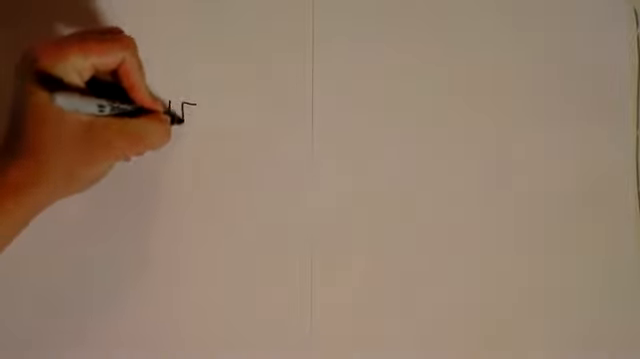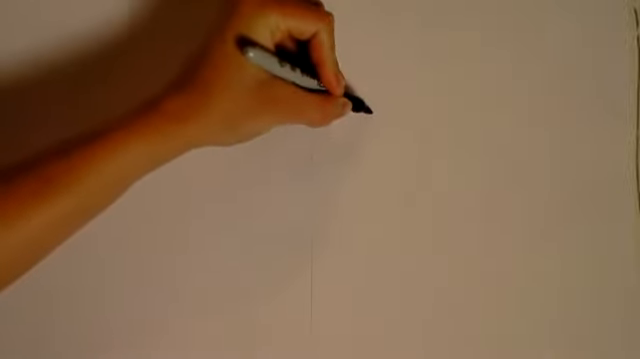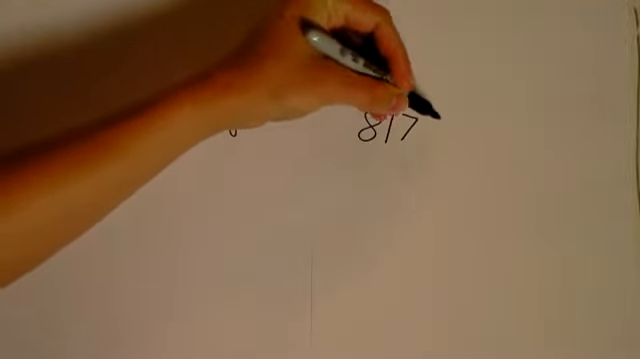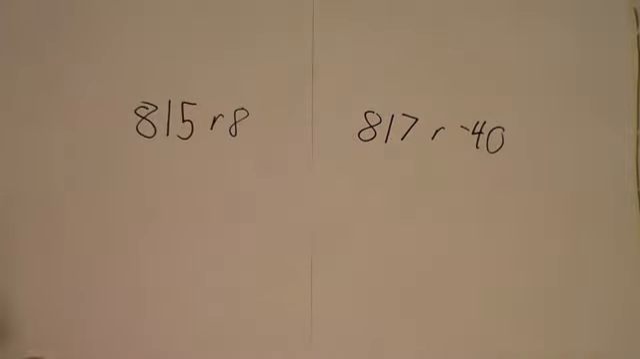So you're probably wondering what happened there. In the first problem, we got an answer of 815 with a remainder of 8. In the second one, we got 817 with a remainder of negative 40. Do those look the same to you? Well, it turns out they are.